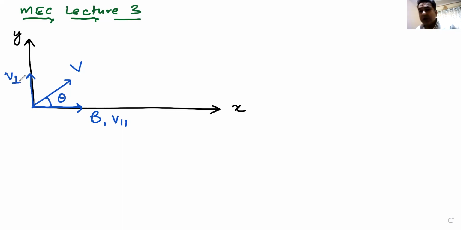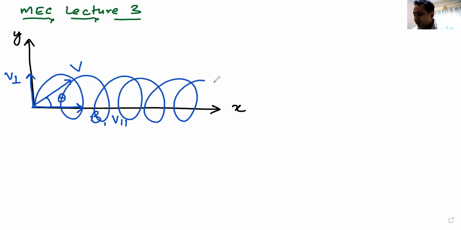Yes, sir. V parallel is the component of velocity which is parallel to magnetic field. V perpendicular is the component of velocity which is perpendicular to magnetic field. Now, how does it move? It moves like this. This is how it moves. The helical path. The distance between two circles, or I can say the distance moved in one complete circle, is known as the pitch of the helix. Then there is the circle, the radius r of the helix. We have done that. What is the radius r of this helix?